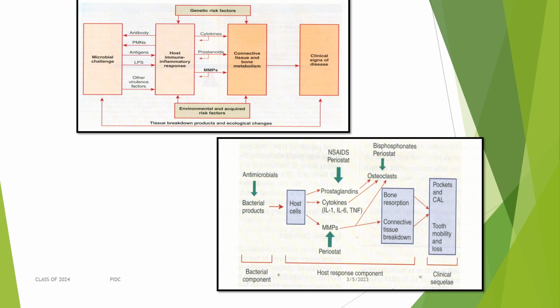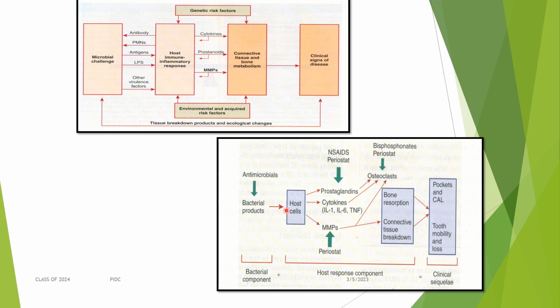The next is about what all we can do so that we can reduce the signs of infection. The first thing is that we can go about controlling the microbial challenge with the help of antimicrobials. You have your antibiotics, antiviral drugs if it is a viral infection, and antifungal drugs if it is a fungal infection. So the microbial component can be combated by your antimicrobials. Next, coming on to the host cells.